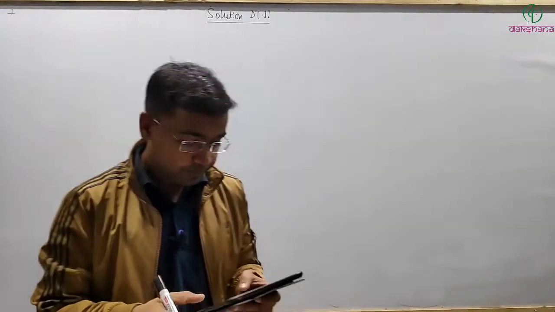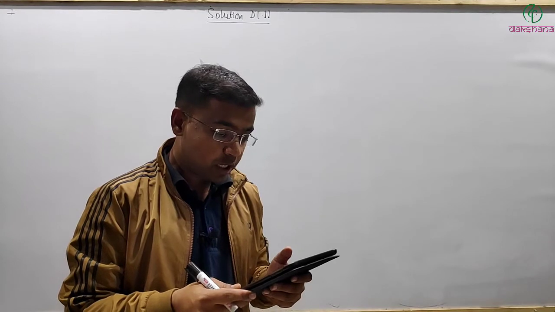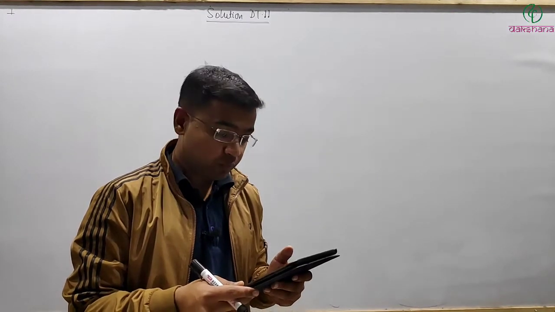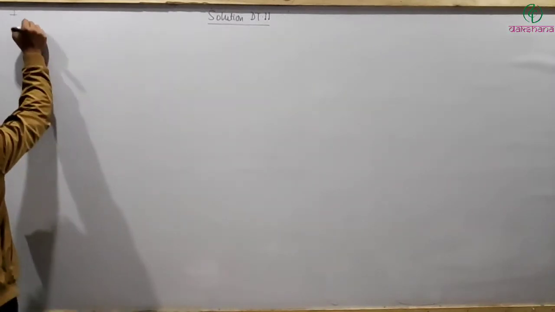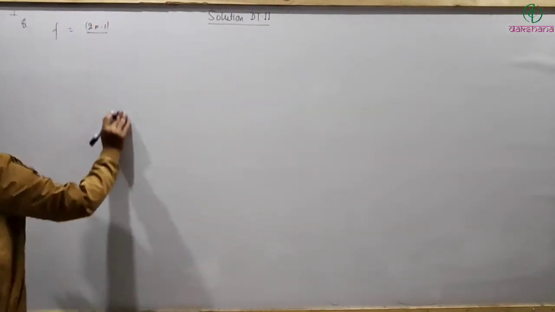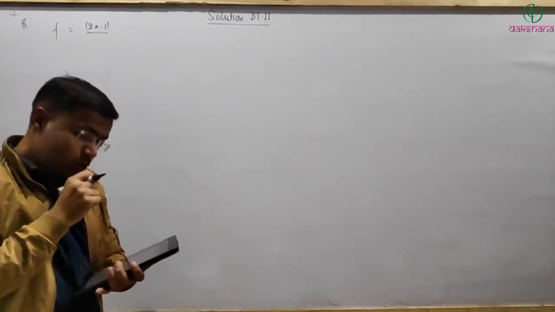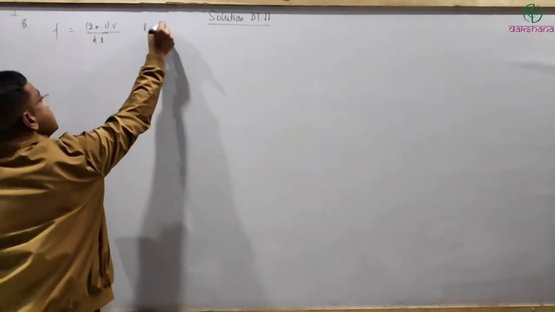So question number 1. Velocity of sound in air is given as 320 meter per second. A pipe closed at one end has length of 1 meter. The pipe can resonate at which frequency? We know the resonance frequency is equal to (2n minus 1) times V divided by 4L for a pipe which is closed at one end, and L is given as 1 meter.